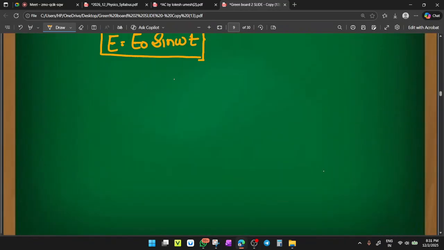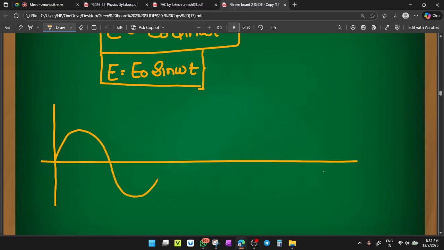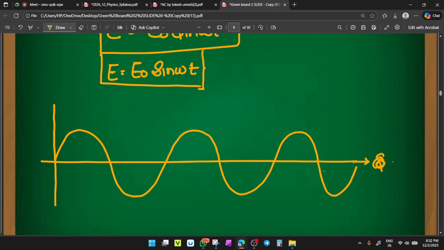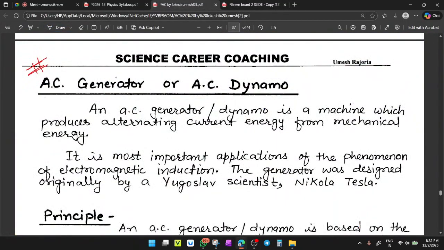Okay, if you draw the waveform of E naught sin omega t, as it follows the sine wave curve, the waveform will be like this. This is the graph of sin omega t. This angle will be omega t, and here it will be the value of EMF, and the maximum value of EMF will be taken as E naught here. Yes, so this was the principle behind the AC generator. Got it? Theory of the AC generator.